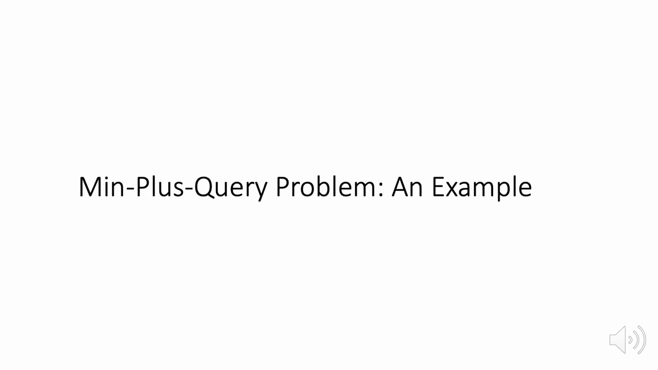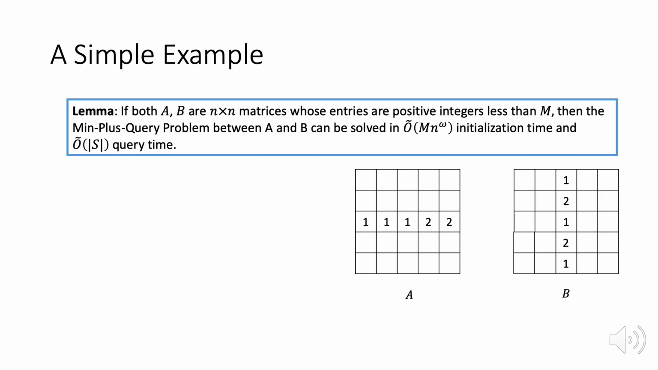Due to time constraint, I won't be able to show you the whole proof for the main lemma. Instead, I will show you an easy example of a min plus query type problem. In this example, both matrices A and B are n by n matrices, and their entries are positive integers less than m. In this case, the min plus query problem between A and B can be solved in O tilde m times n to the omega initialization time and O tilde size of S query time. Here we have example matrices A and B where m equals 3.